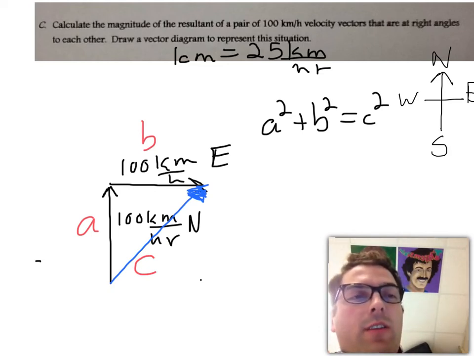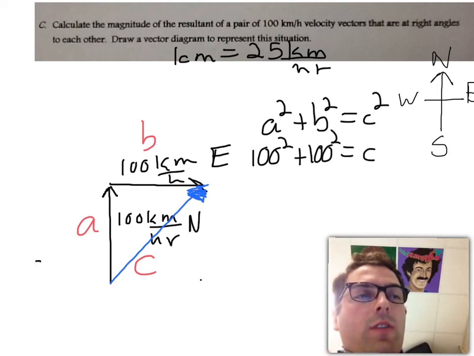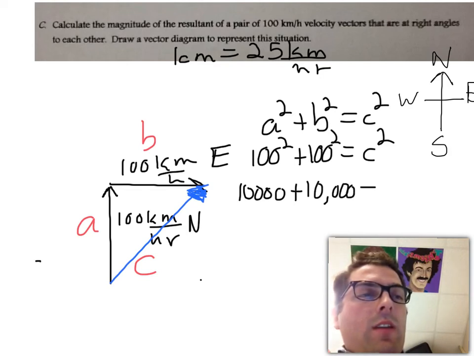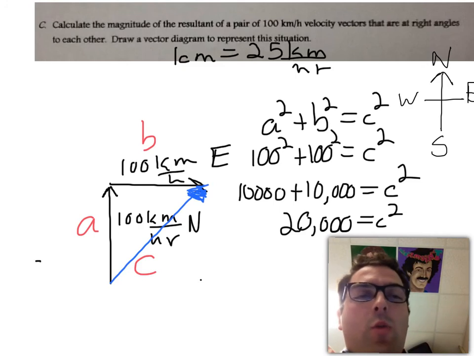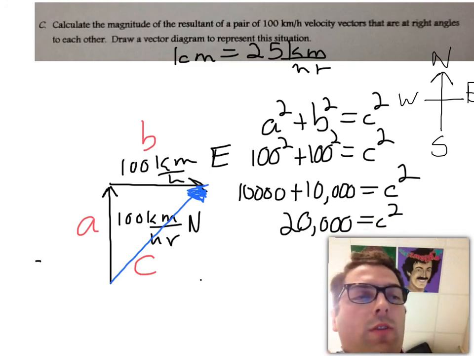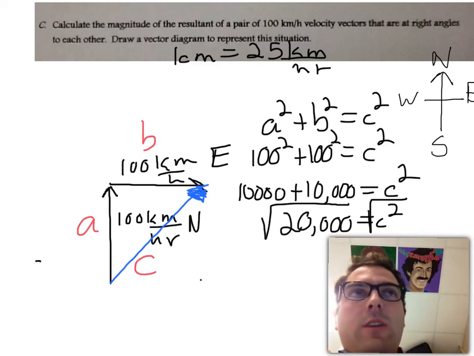So filling in the blanks here, 100 squared plus 100 squared is equal to C squared. 100 squared is actually 10,000, plus 10,000 is equal to C squared. So 20,000 is equal to C squared. Now we don't want C squared, we want C. So the way to get C by itself over here, we have to take the square root. If we take the square root on the right, we have to take the square root on the left.